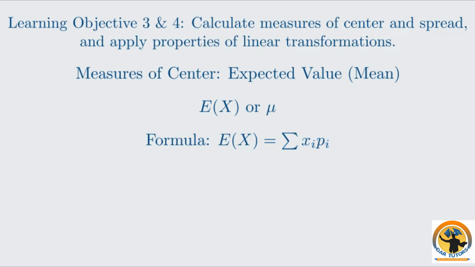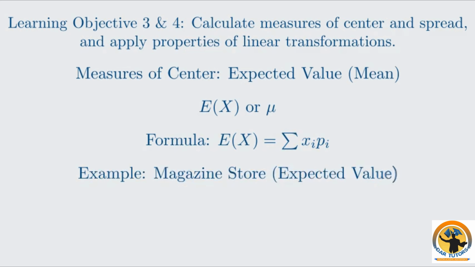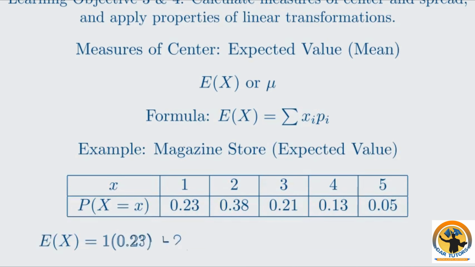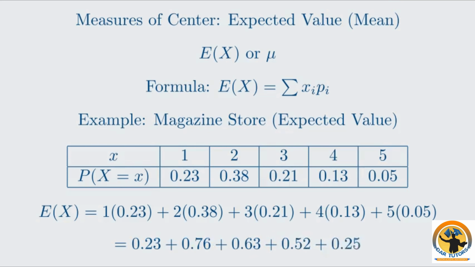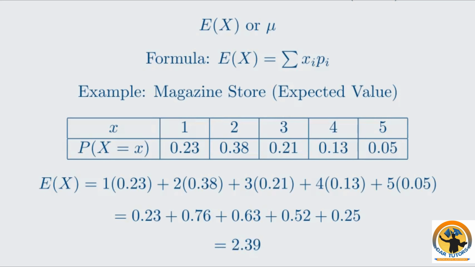Let's revisit our magazine store example to calculate its expected value. Here's the probability table for the number of magazines, X. The expected value E of X is the sum of each value multiplied by its probability. Let's do the arithmetic. We get 0.23 plus 0.76 plus 0.63 plus 0.52 plus 0.25. Summing these values gives us 2.39. So, the expected number of magazines purchased is 2.39.